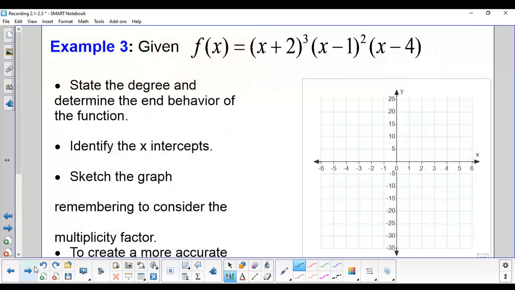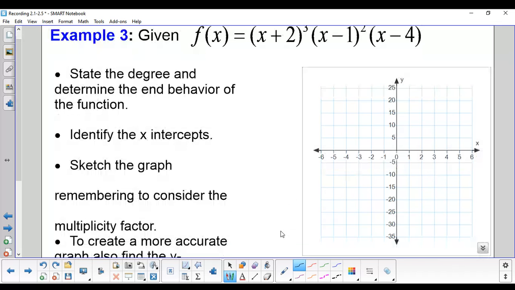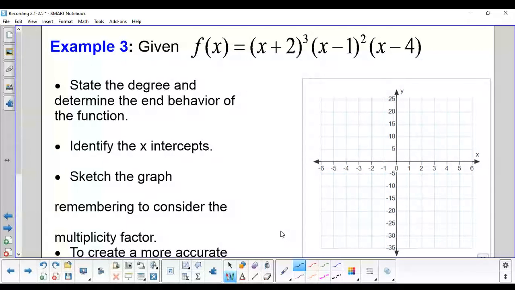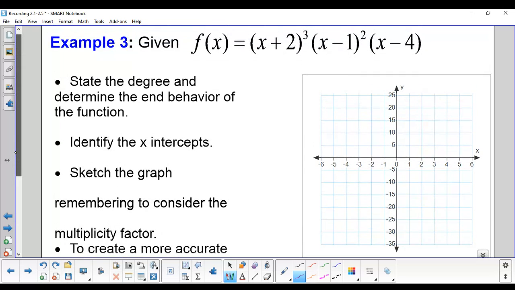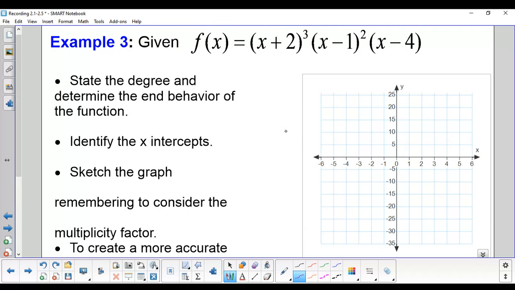All right, I have 2 more examples for us. I know, hold on, this is a little longer of a lesson. So in the next problem, we are basically going to analyze a function that has some repeated multiplicities, or some multiplicities in general. So I'm going to go ahead and begin. It says state the degree and determine the end behavior. We need to identify the x-intercepts, sketch the graph, and create a more accurate graph by finding the y-intercept. So just kind of listing out everything we'd want to do.